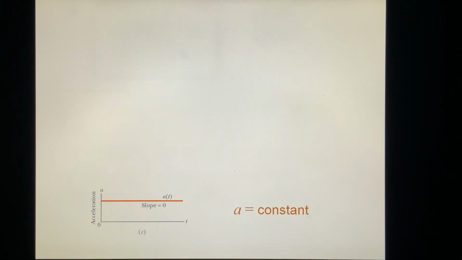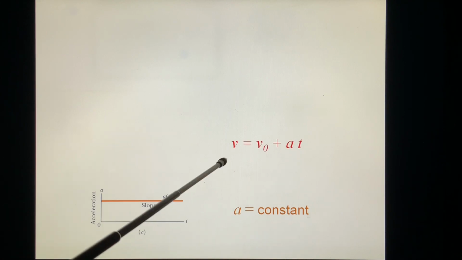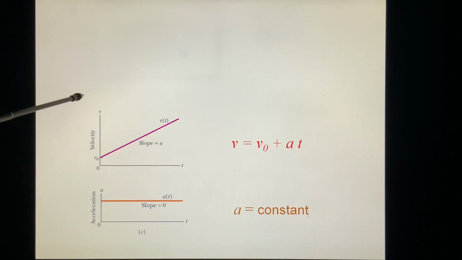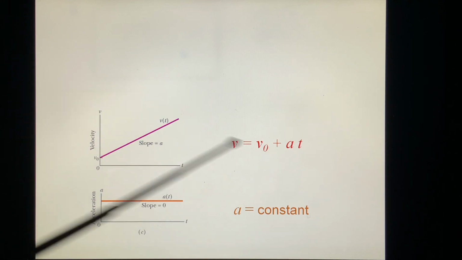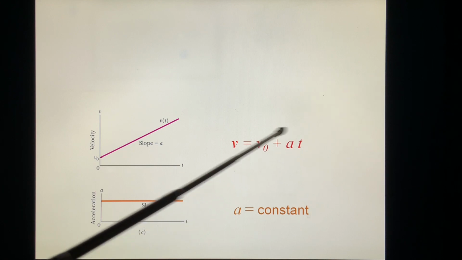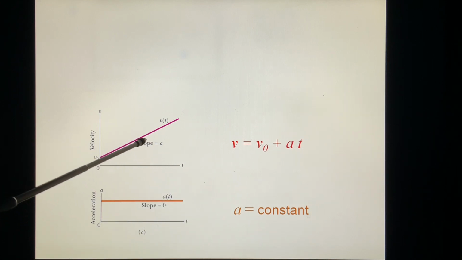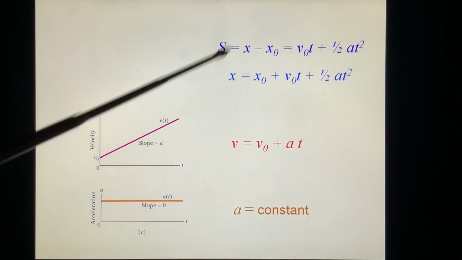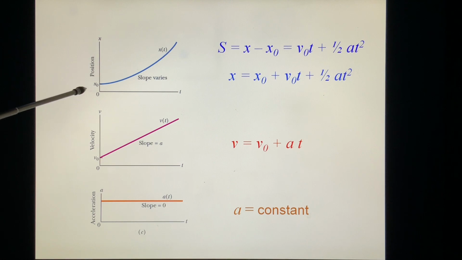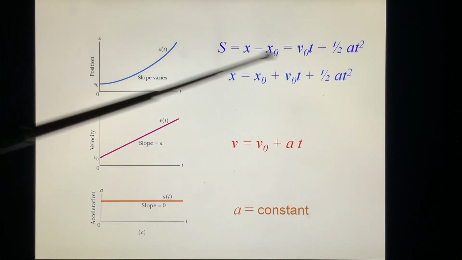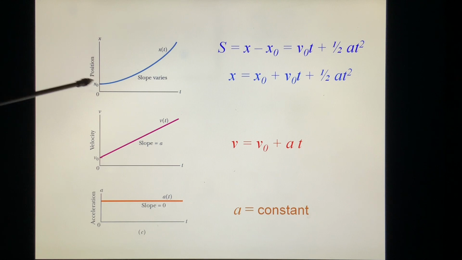Look at the curves. This is acceleration versus t. a is constant, a special case, so this is a horizontal line. And v equals v0 plus at, so velocity versus t is linear. At t equal to 0, this is v0, and the slope is the acceleration a. And finally, the position x: this is x0, and x is a function of t squared, so it's a parabola. This is the curve.